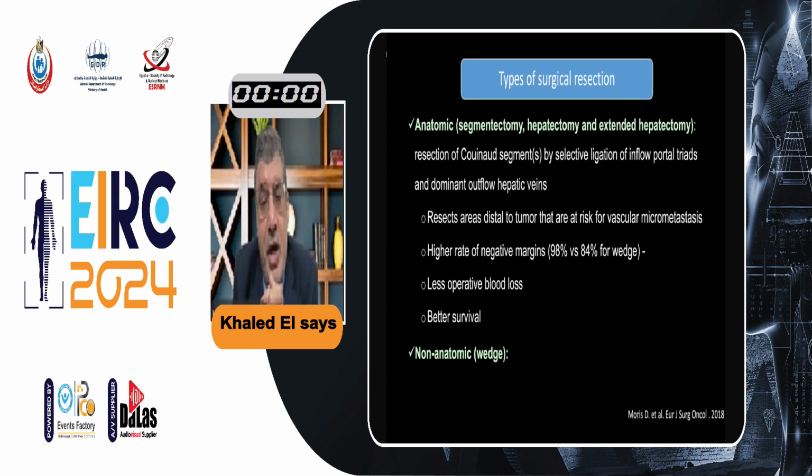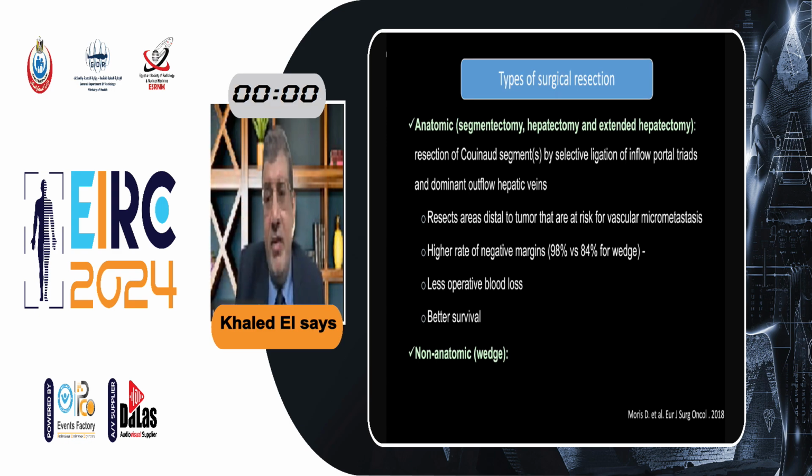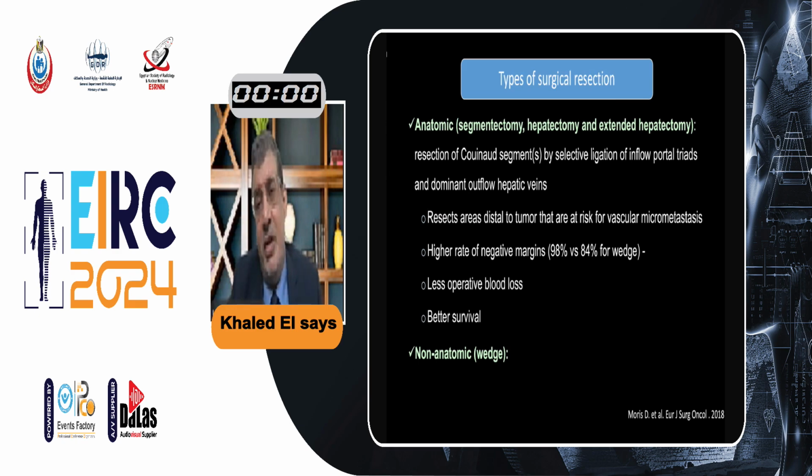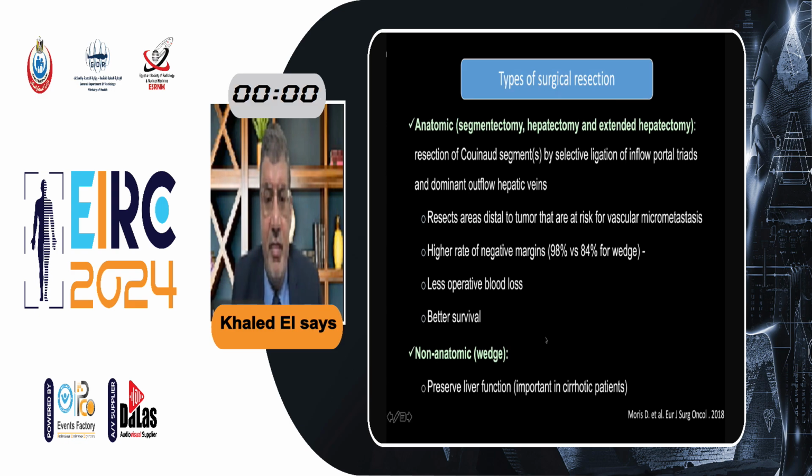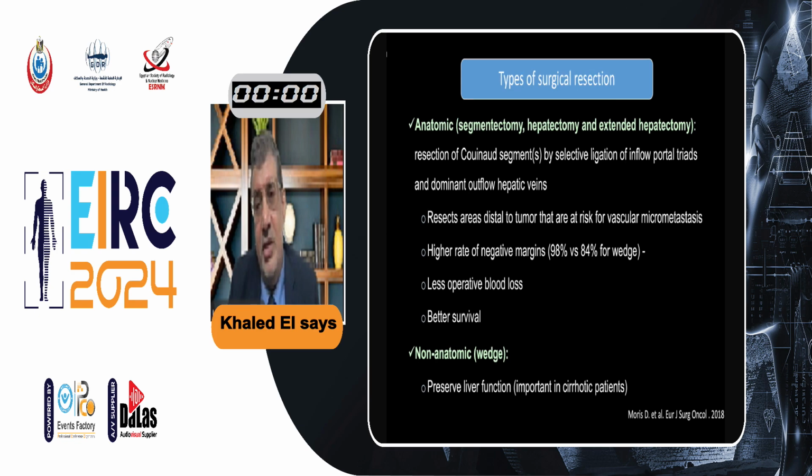So you resect areas distal to the tumor that are at high risk for vascular micrometastases, correct? Within the same segment. You have a higher rate of negative resection margin, 98% versus 84% for wedge resection. And you have less operative blood loss, again because it's anatomical resection, and better survival. But the non-anatomic resection, the only advantage for this is preservation of liver function, particularly in a cirrhotic liver, where you need a larger amount of liver to sustain the function of the liver.